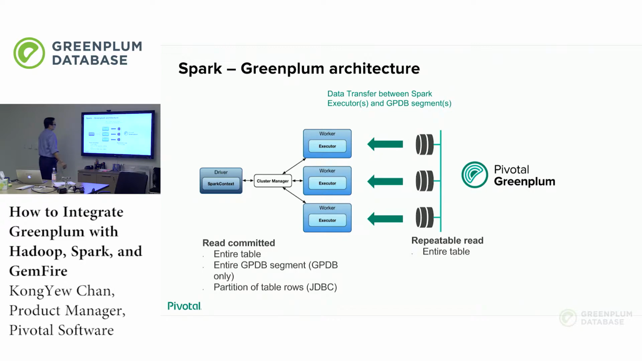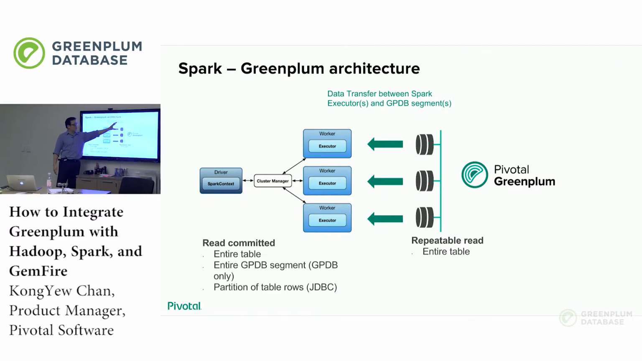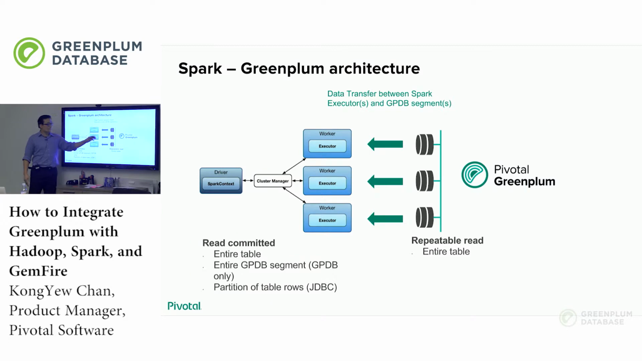Greenplum itself is an MPP system, which means that there's a master node and there are segment nodes. Segment nodes have all the data split up, partitioned by a certain distribution. In this case, I'm just demonstrating 3 segments. I didn't show the master node, but the segment itself has the data. And what we have is a connector that parallelizes the data transfer between the Greenplum cluster and the Spark cluster.